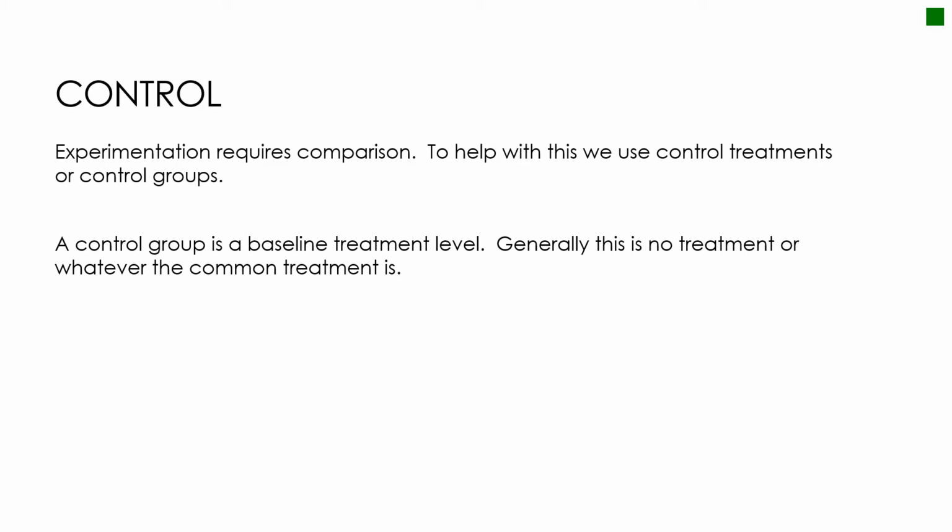So we've talked a little bit about control already. Obviously, we want to compare two groups or three groups or four groups. And to help with that, we use a control group. In our control group, typically there's no treatment, or whatever the common treatment is. So if typically you get a fever and the typical response is to take 400 milligrams of Tylenol, then that would be the control group: whatever is typical.